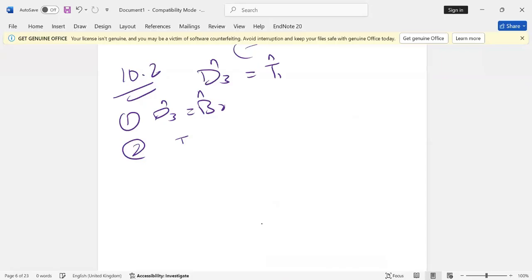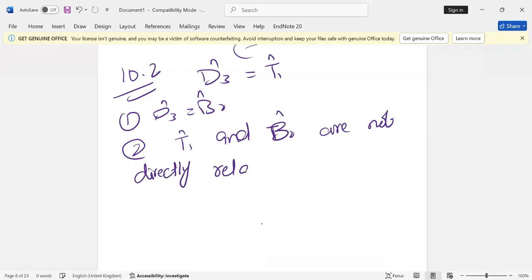The second point is T1 and B2 are not directly related. And the third point is that T1 equals B2, angle subtended by the arc AC, and using A and C on the circle, D3 is subtended by AC, so B2 is subtended by arc AC, all right?